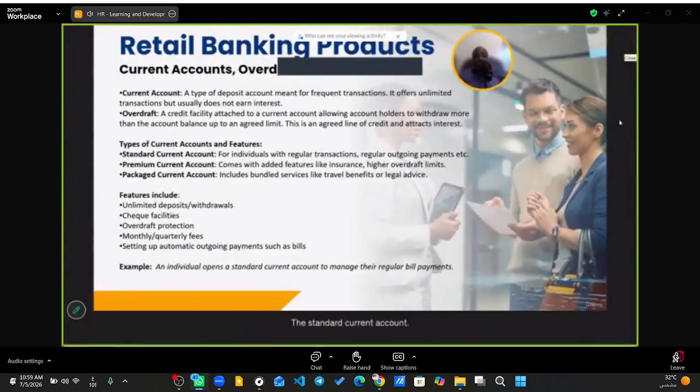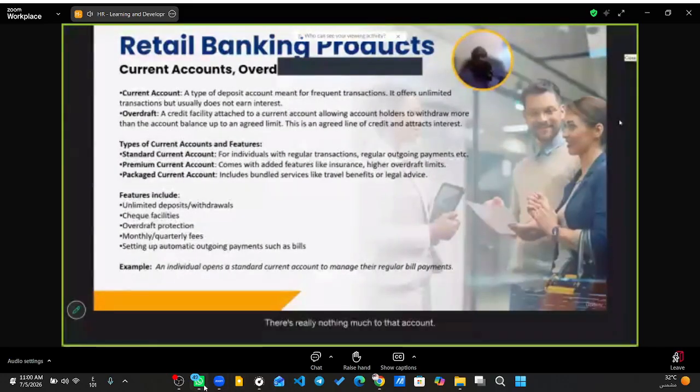Types of current accounts and some of their features. The standard current account. Now, these will vary depending on where you are, the bank, the jurisdiction, the location and so on, the regulation as well. The standard current account is for individuals with regular transactions, regular outgoing payments. There's really nothing much to that account. It enables you to set up direct debits and standing orders and use your card to make payments and so on, and receive money in.